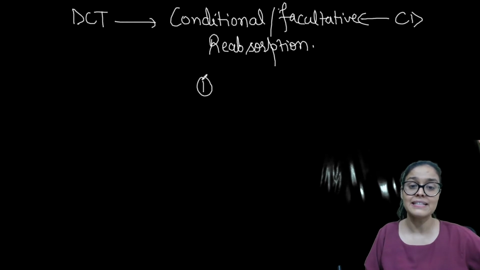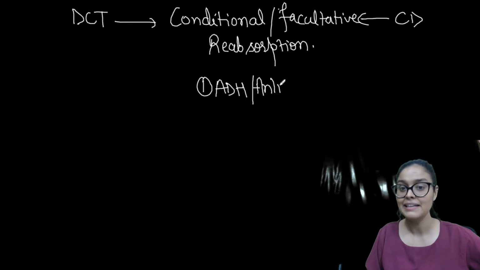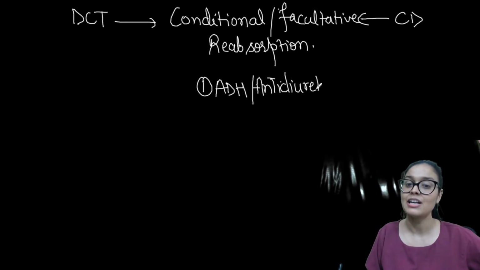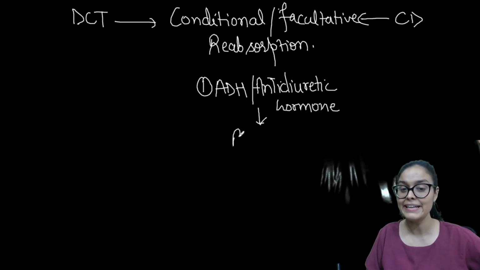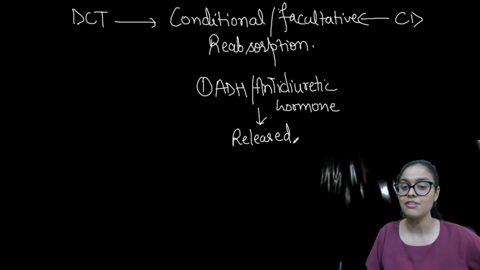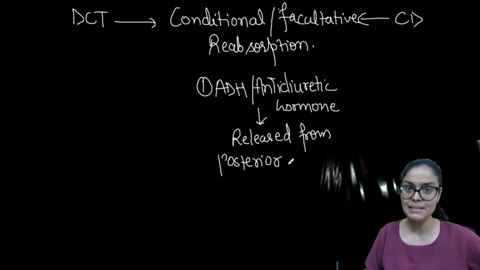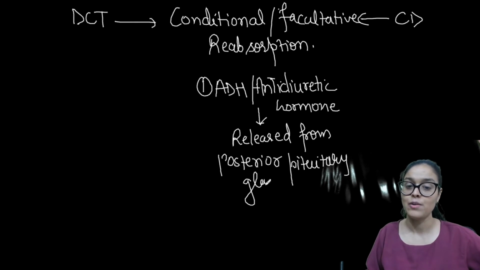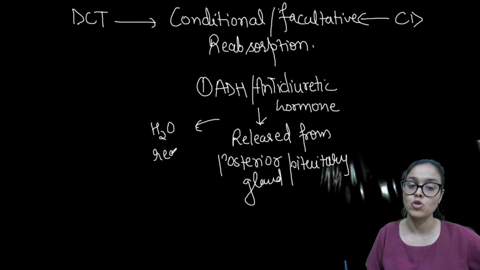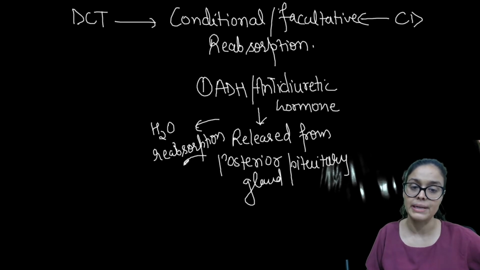So obviously it is basically conditionally activated by ADH, that is antidiuretic hormone. And we know antidiuretic hormone is released from the posterior pituitary gland. As simple as that, posterior pituitary gland. And what is its purpose? Obviously it will be helping in the water reabsorption. We will be seeing it. It will be helping in the water reabsorption.